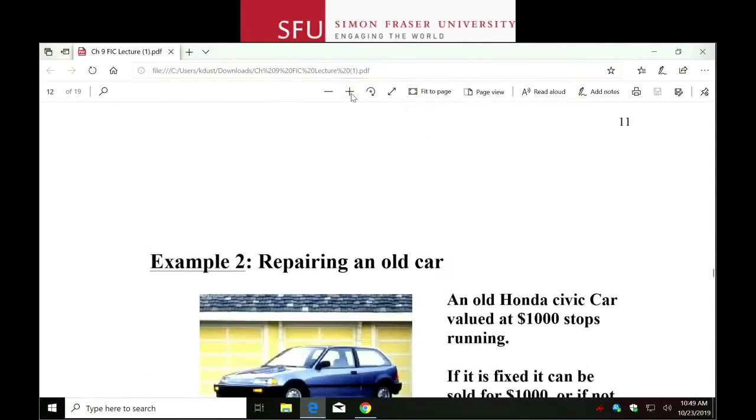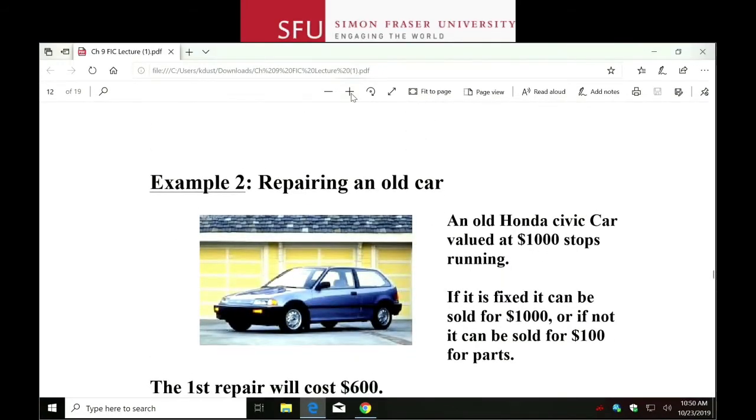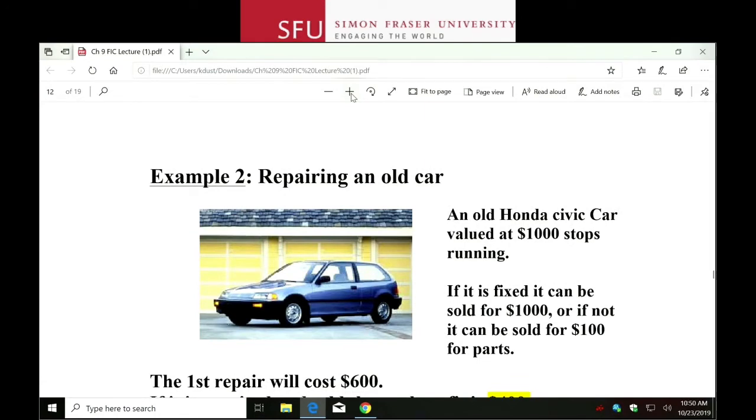Okay, so repairing an old car. Old cars are always tricky. When you have an old car and you have to spend money on it, you can think of that as investing in the car. When things go wrong, you have to make a decision: do I invest in it to try and keep it going, or do I just let it go, give it to the junkyard? So this is a very old car, and the car is valued at $1,000, but then it stops running.